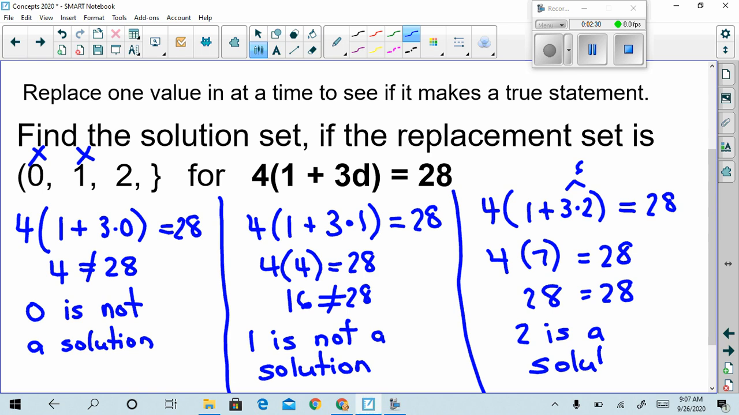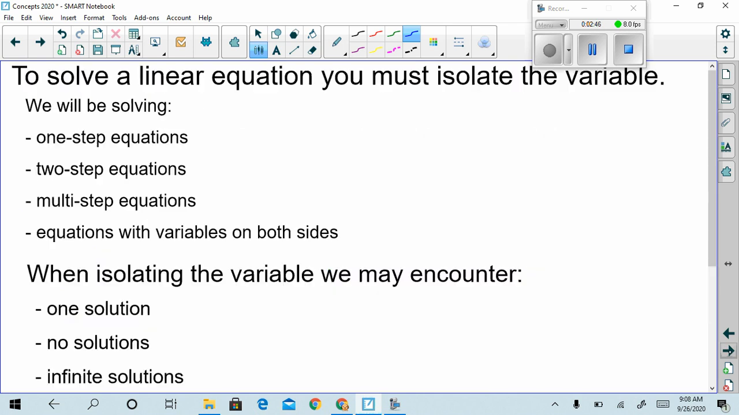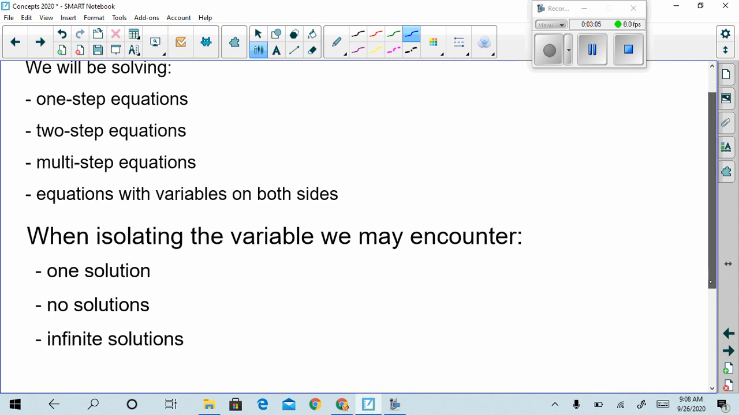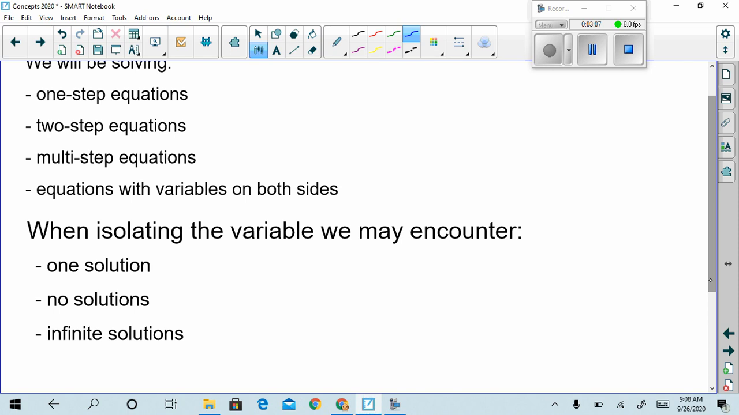And that's all there is to the replacement sets. If I had to write it in set notation, I would just simply put 2 in the set braces. Okay, that's my solution. Now on to solving equations. To solve linear equations, we must isolate the variable. We're going to be solving one-step equations, two-step, multi-step, and then equations that have variables on both sides, which is a different level of solving equations. But if we do them in order, each one will build on the previous one.